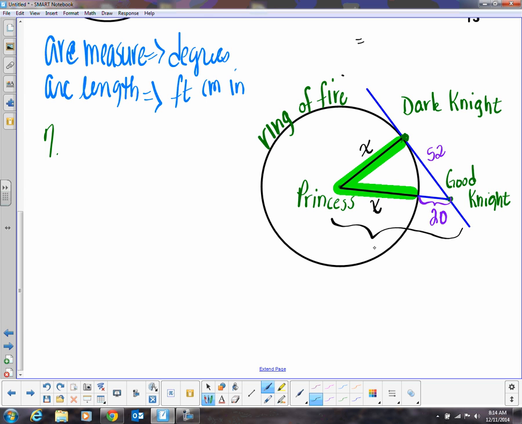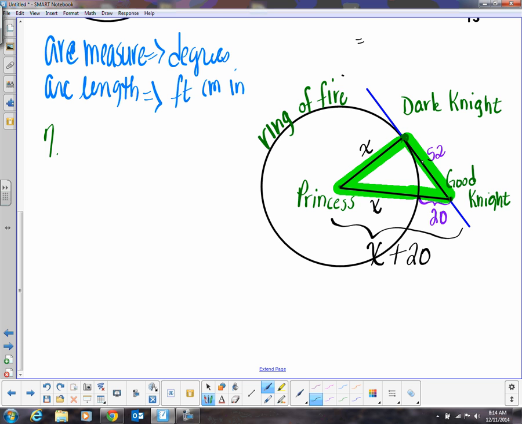Is it 20x or 20 plus x? It's 20 plus x, or x plus 20. What? No, we're not even quite there yet. I want you now to focus on this. We're trying to find the distance from the princess to the Good Knight.